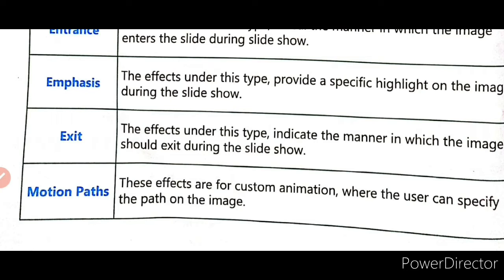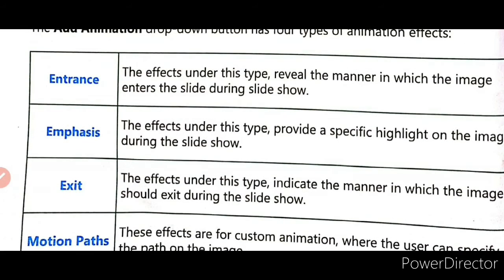So what do you mean by this? This motion path effect is for custom animation. What do you mean by custom animation? We can customize our own animation effects. By default, you will have some animation effects. When you choose motion path, it is for customizing animation, where the user, which means us, can specify the path on the image. Clear? So these are the 4 types of animation effects.